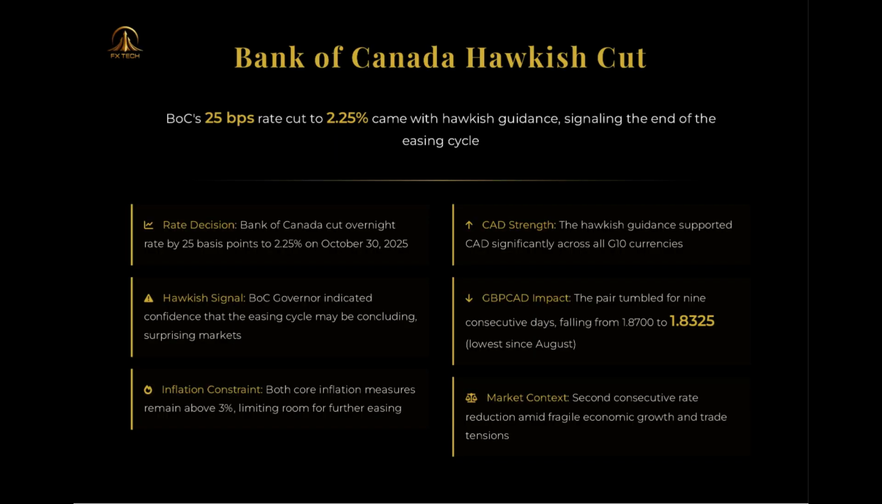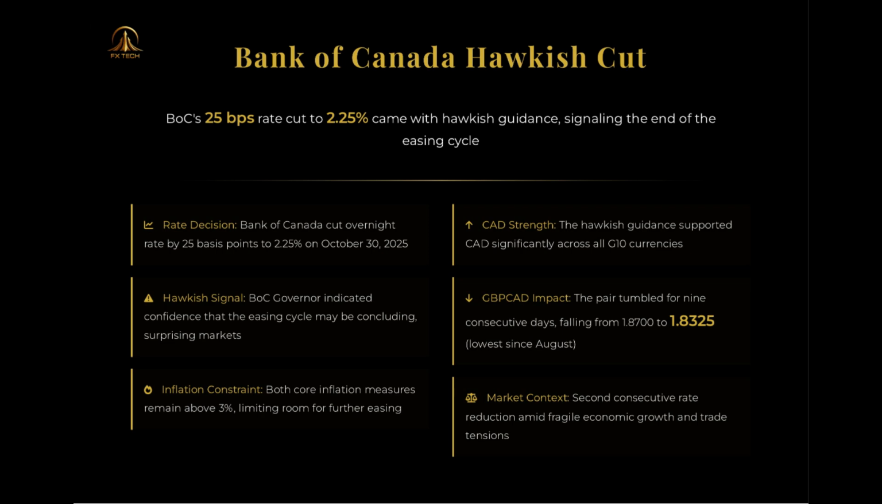The Bank of Canada delivered a significant policy decision during this period that had major implications for the Canadian dollar. On October 23rd, the BOC cut interest rates by 50 basis points, bringing the policy rate down to 3.75%. This marked the fourth consecutive rate cut as the central bank responded to cooling inflation. However, what's particularly important for GBPCAD traders is that the BOC signaled a more gradual approach to future easing.